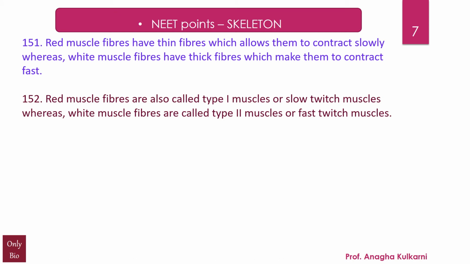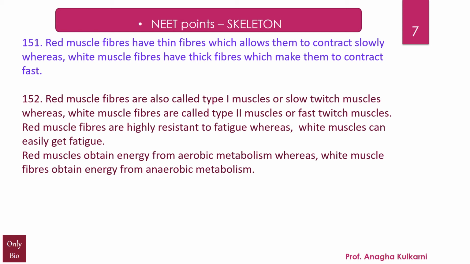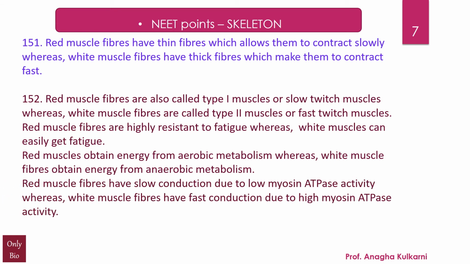Point number 152. Red muscle fibers are also called type 1 muscles or slow twitch muscles, whereas white muscle fibers are called type 2 muscles or fast twitch muscles. Red muscle fibers are highly resistant to fatigue, whereas white muscles can easily get fatigued. Red muscles obtain energy from aerobic metabolism, whereas white muscle fibers obtain energy from anaerobic metabolism. Red muscle fibers have slow conduction due to low myosin ATPase activity, whereas white muscle fibers have fast conduction due to high myosin ATPase activity.